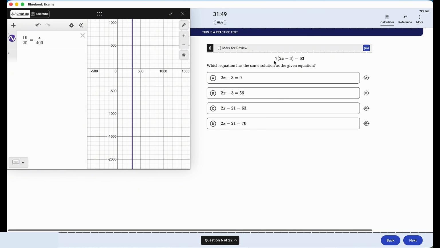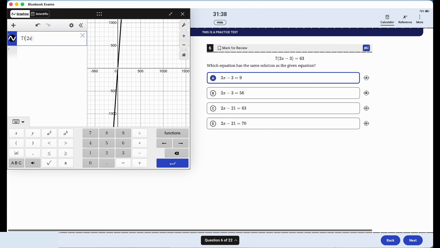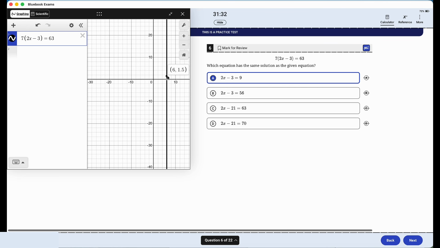Next one says, which equation has the same solution, right? So this one's kind of easy. You might be able to just eyeball this. If you get rid of the 7 by dividing by 7, it's this. But I'll show you in Desmos how you can do it as well. Remember in Desmos, or on the Bluebook, keyword solution, right? Anytime you want a solution, if you just type the equation in, you see, I see the solution for this is 6. So now one of these has to have the same solution, right?